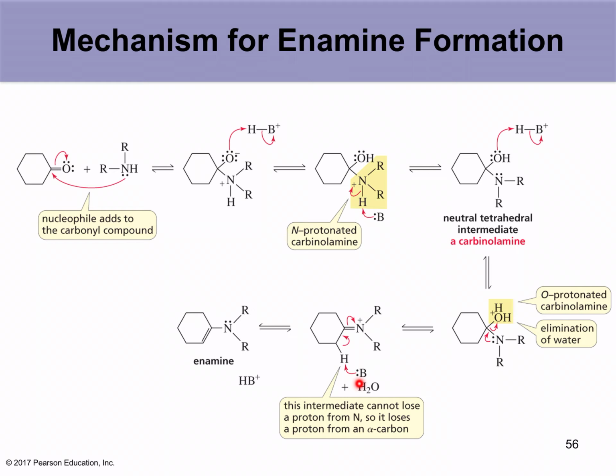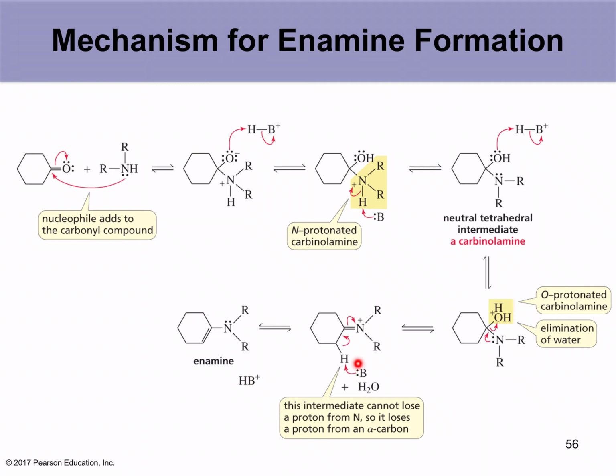So the base, the conjugate base, takes the hydrogen and forms a pi bond between these two carbons. Then the pi bond between the carbon and nitrogen opens up, and the 2 electrons that nitrogen lost get back to it, making nitrogen neutral. And then you form the enamine.